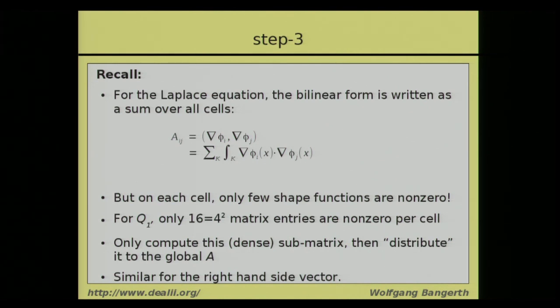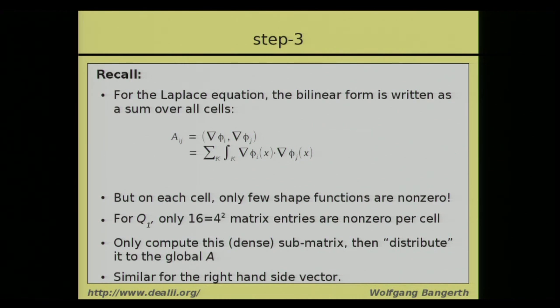So in reality, out of these, let's say 100 by 100 entries for this matrix A, if I have a total of 100 degrees of freedom, on any given cell, only 4 by 4, namely 16 matrix entries, are non-zero.